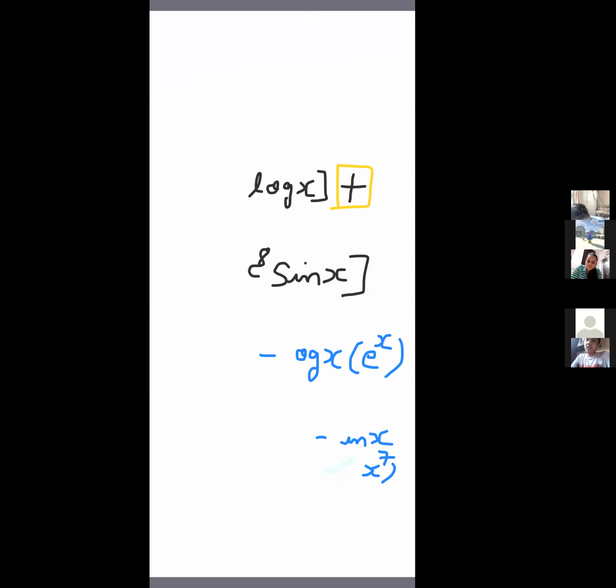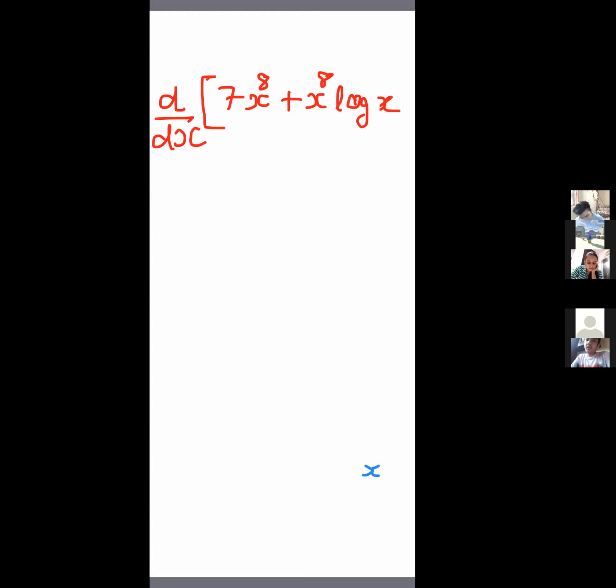Now let me increase the complexity again by going 3 times, but not exactly 3 times. That you will come to know once you look at the question. So the question is d by dx of 7x power 8 plus x power 8 log x plus 6 sin x.